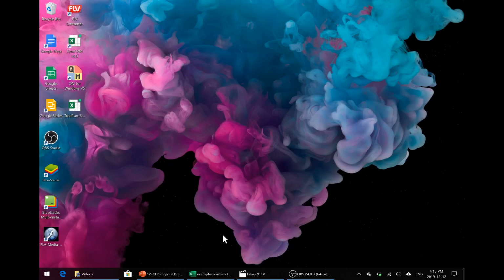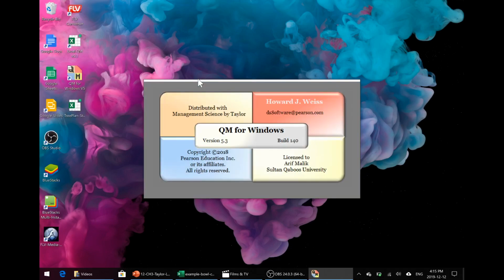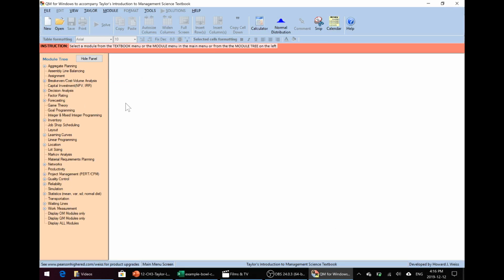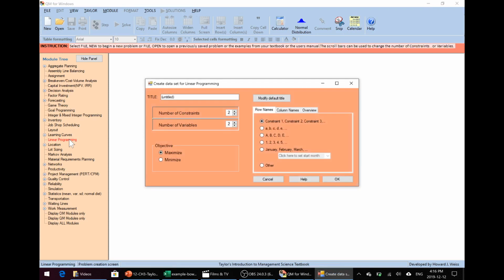Okay, Bismillahirrahmanirrahim. Let me show you another software which is very useful for solving linear programming, QM for Windows. Just open this. And you can see that there are so many modules there. Let's close this up. If you go, we can see the linear programming here, and just click on this one. And when we click on this one, we get a new window here, and it's very easy.